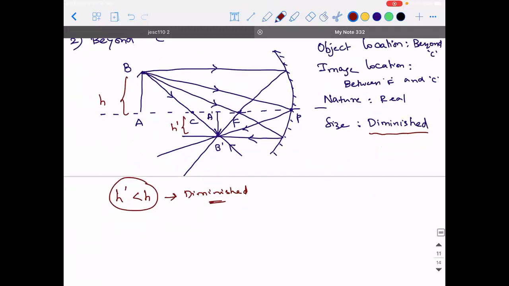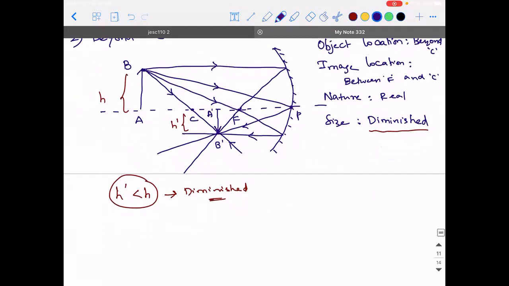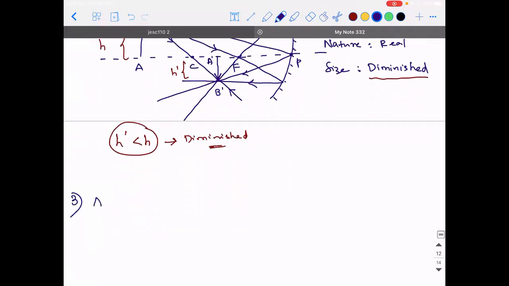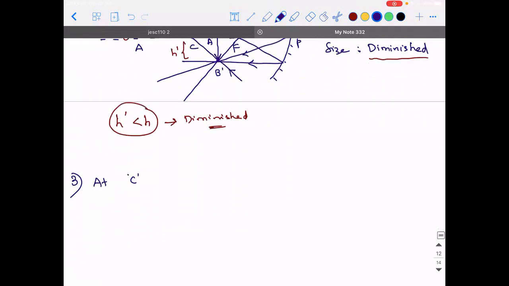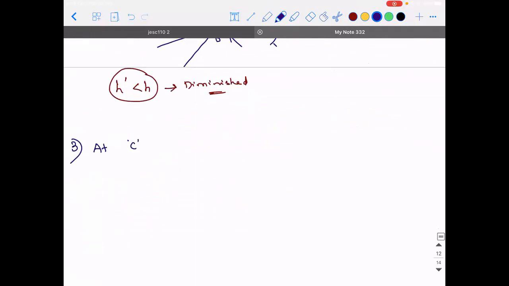Clear, students? Now you tell me, what will be the third location? If you observe, from the point infinity, we are actually moving close to the mirror. So you have seen beyond C. What will be the next place where you can place the object? At C. Yes, you can place it at C. So that is why you're getting 6 ray diagrams. Let's see what will happen when you place the object at C.